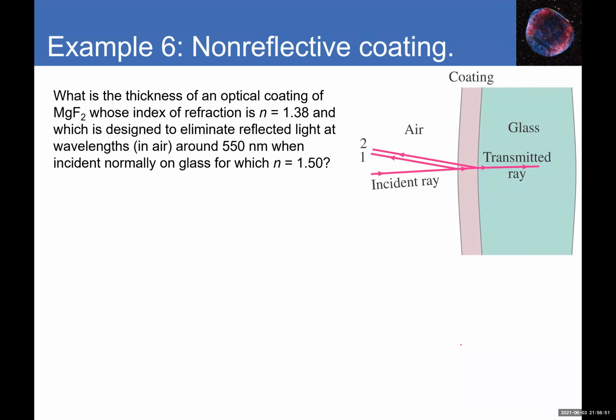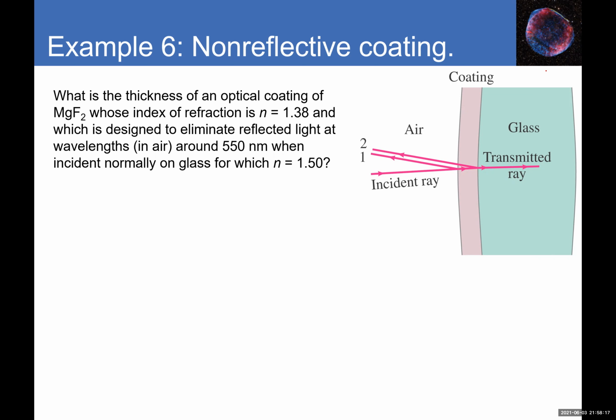All right, so here's one more example. You have a non-reflective coating. It says, what is the thickness of an optical coating of magnesium fluoride whose index of refraction is n equals 1.38, and which is designed to eliminate reflected light at wavelengths in air around 550 nanometers when incident normally on glass, for which n equals 1.5.